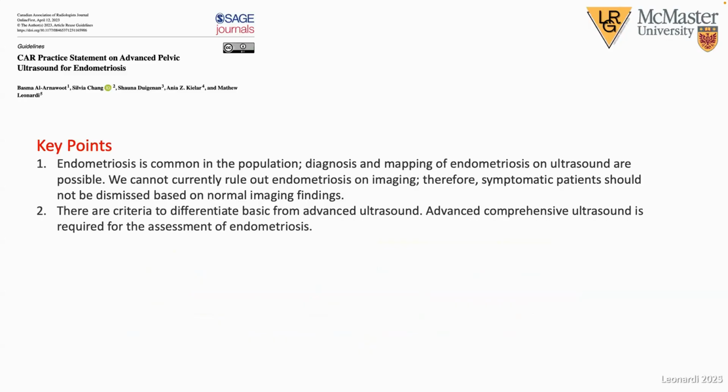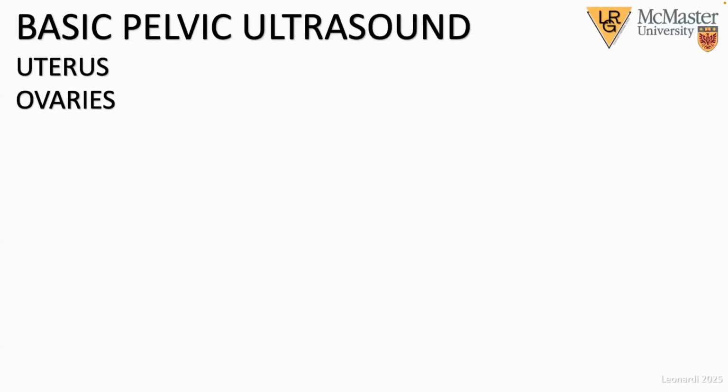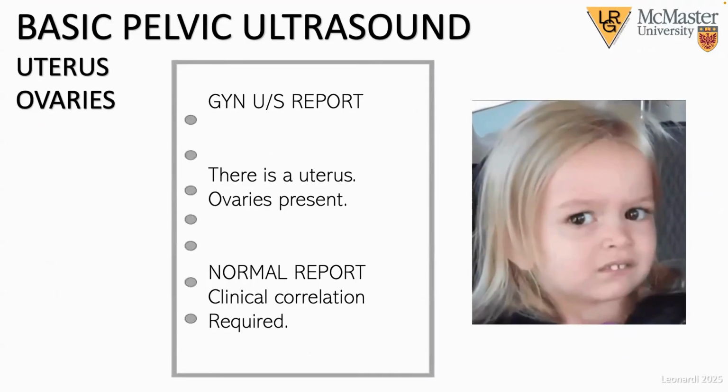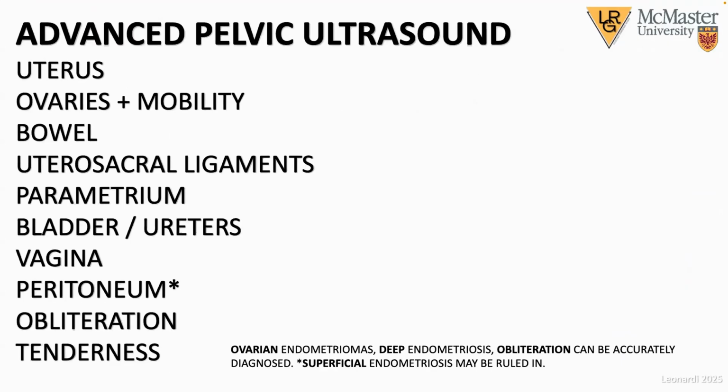The second key point from our practice statement, that there are criteria to differentiate basic from advanced ultrasound, and advanced comprehensive ultrasound is required for the assessment of endometriosis. Now, I will remind you what a basic ultrasound generally looks at, the uterus and the ovaries. And this is what many reports from an endometriosis patient might look like. This is really one of the main reasons why I have pursued becoming an imaging expert. I saw report after report after report saying there is a uterus, ovaries are present, and this is not helpful for anybody.